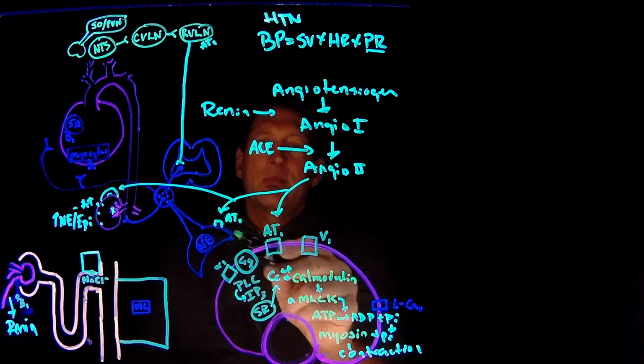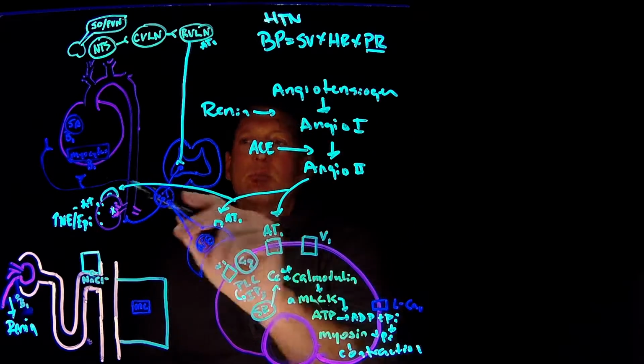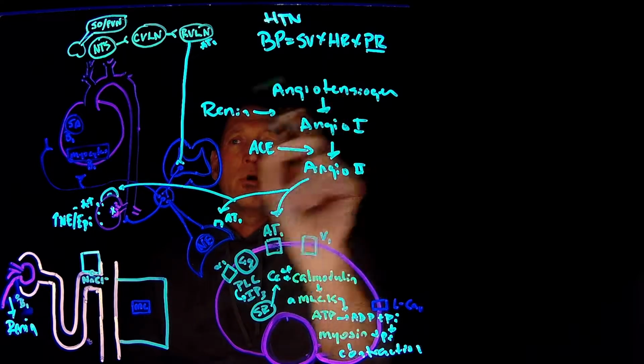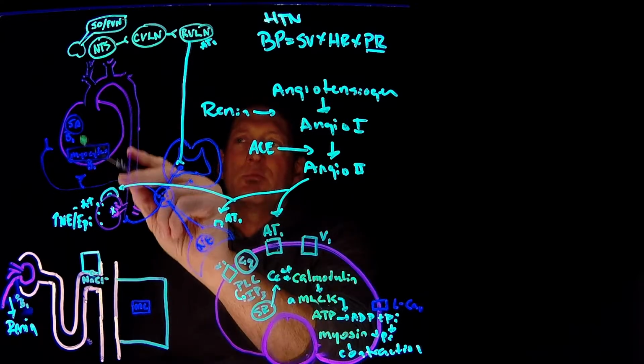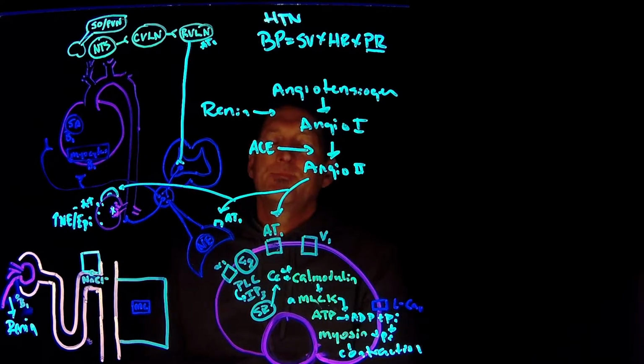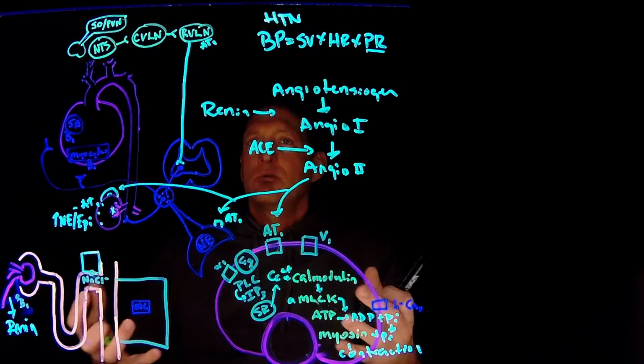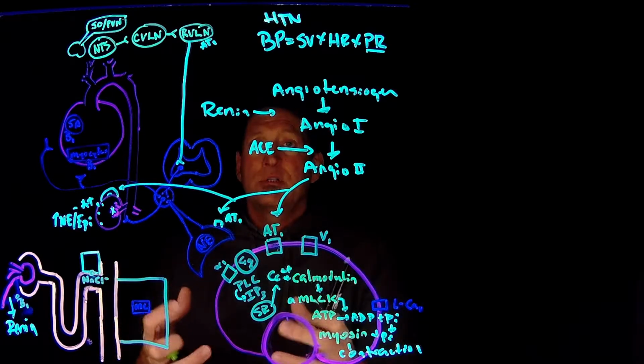As I increase sympathetic outflow, I increase peripheral resistance, but I also increase my stroke volume and heart rate as I activate the beta-1 receptors on the SA node and myocytes. So you can see that this decrease in perfusion has caused this hypertensive state.